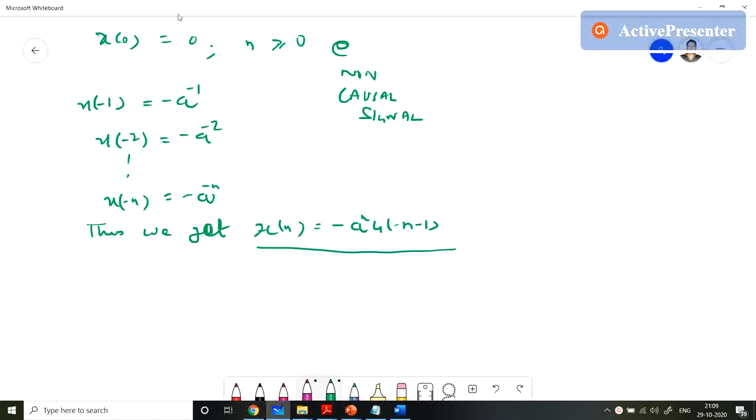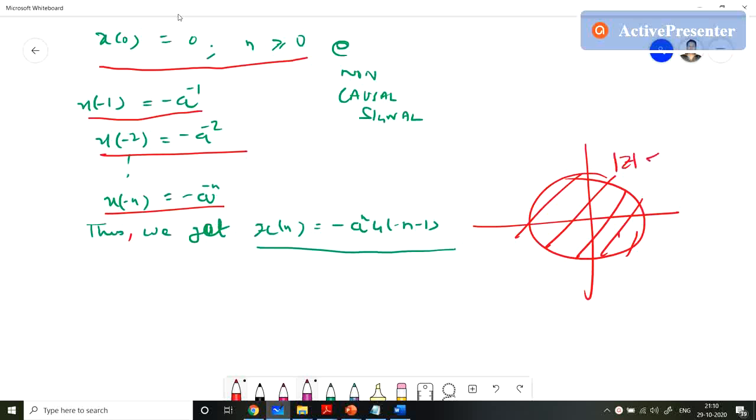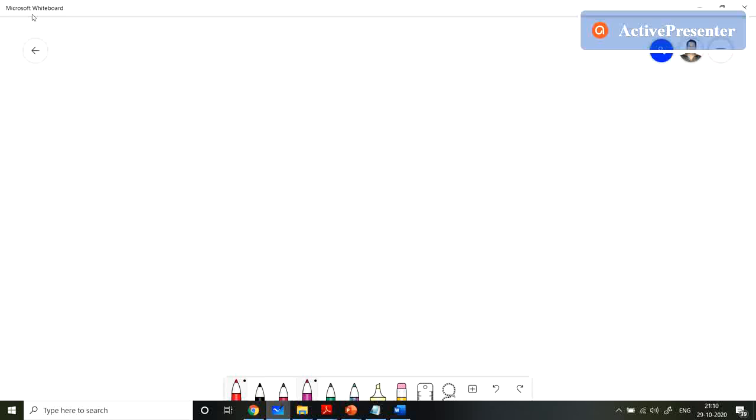If we compare the coefficients, we find that x[n] is equal to 0 for n greater than or equal to 0, because it is a non-causal signal, and x[-1] is minus a raised to the power minus 1, x[-2] is minus a raised to the power minus 2, and x[-n] is minus a raised to the power minus n. Thus we get x[n] equal to minus a raised to the power n u[-n-1], since the ROC is the interior of the circle, modulus of z less than modulus of a. Now let us solve some problems.